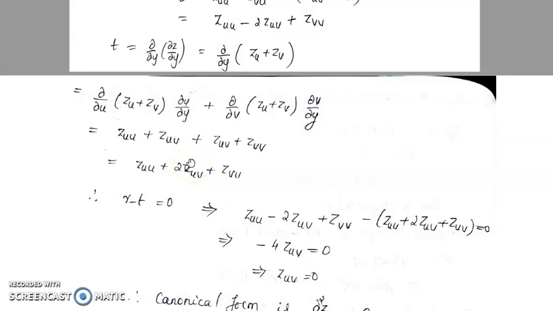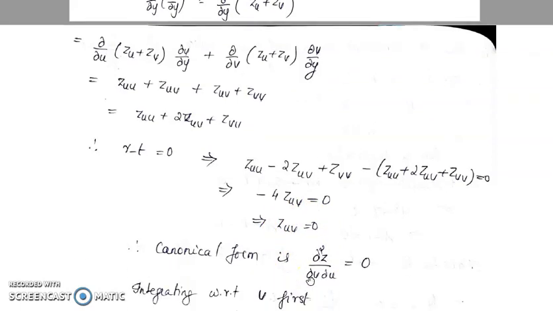Now substitute R and T. Our equation is r minus t equal to 0. On substitution you will get minus 4 zuv equal to 0, which gives zuv equal to 0. So this is the required canonical form. The canonical form is dou square z by dou v dou u equal to 0.